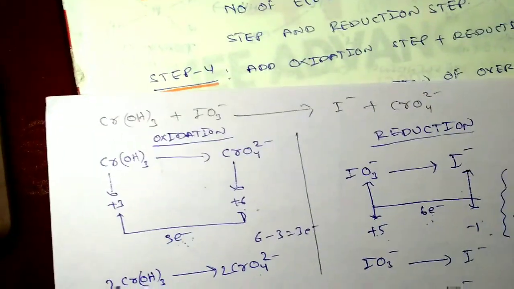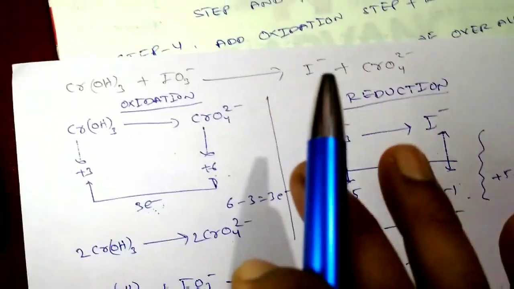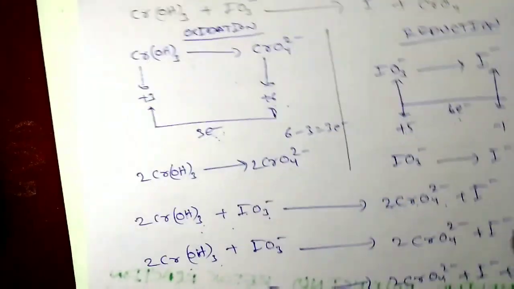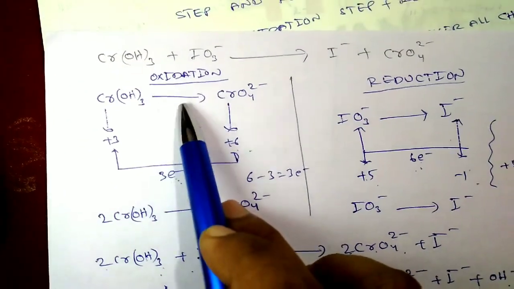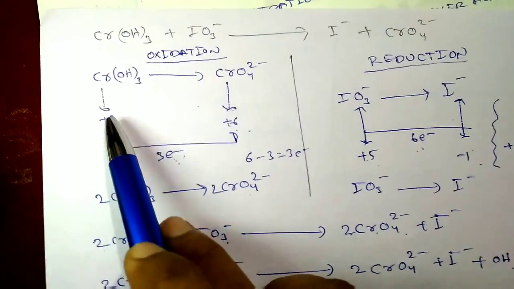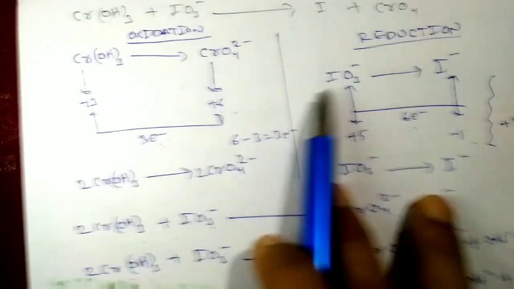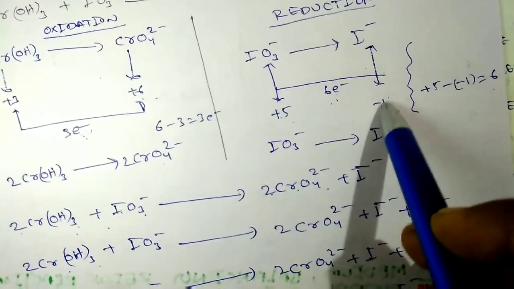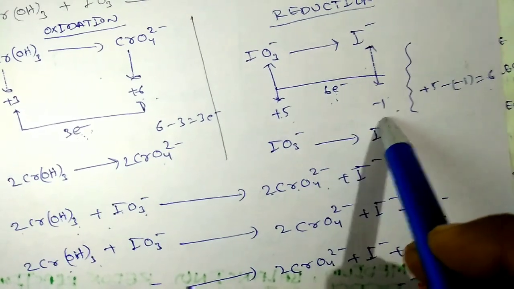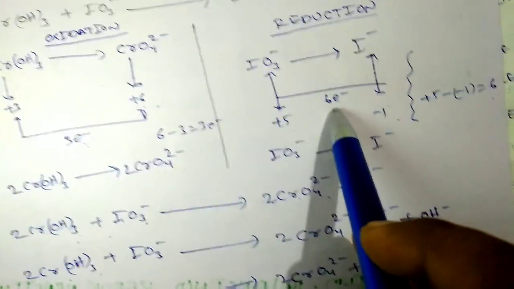Let us look at one example, it will be very clear for you. The same reaction I have taken. As I discussed, the first 4 steps are the same here as in the case of acidic medium. The oxidation step should be written separately, and the reduction step separately. Here the oxidation state, this is plus 3, this is plus 6, the difference is 3 electrons. Here also plus 5 to minus 1, that gives 6 electrons.